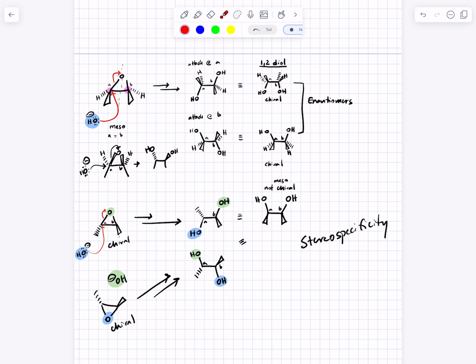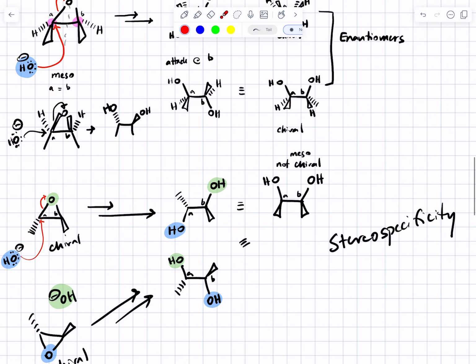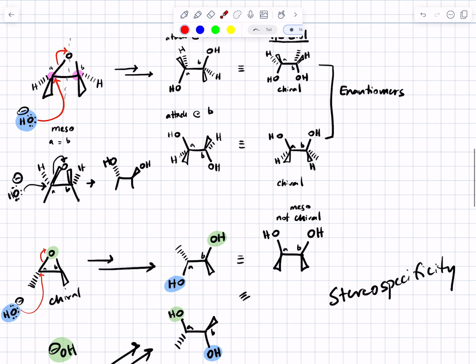Okay, so that seems simple enough, but I can guarantee you there are going to be times in your future where there's a product and you're going to have to know what the stereochemistry of the epoxide starting material was. It's going to get worse because we're actually also going to learn how to make the epoxide, and there's going to be some stereochemical issues there as well. So practice this as much as you can because that's going to be pretty important.